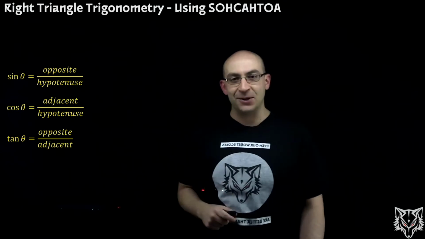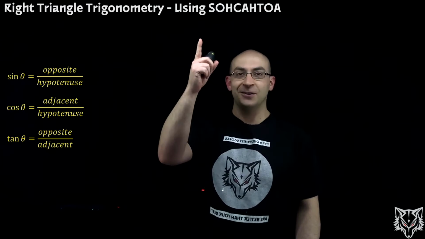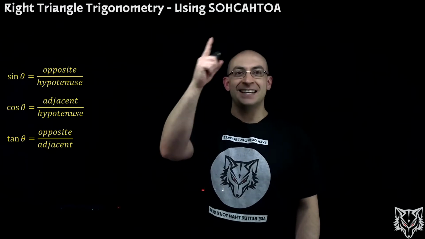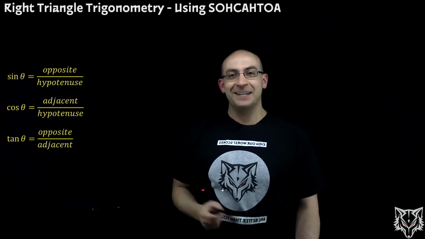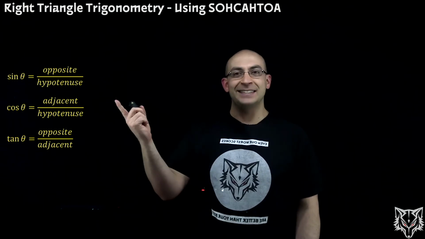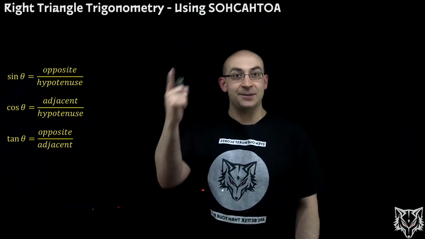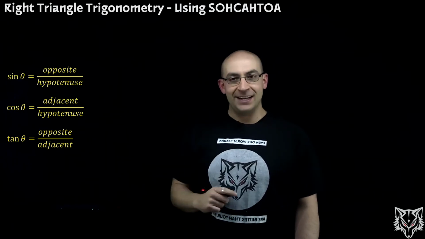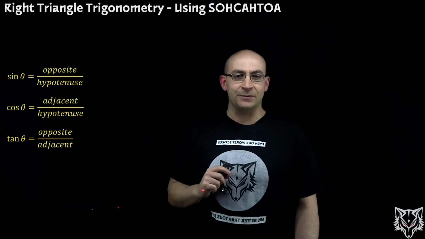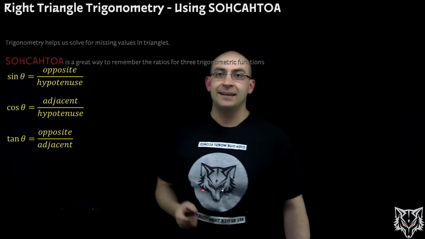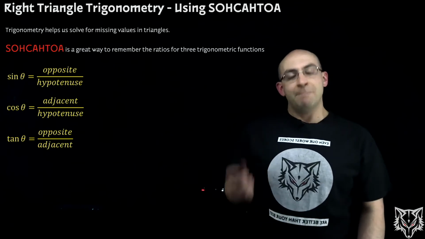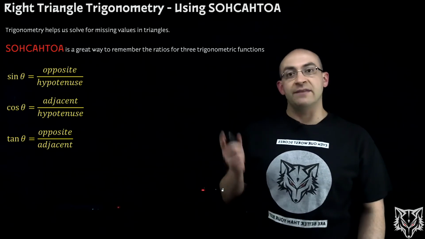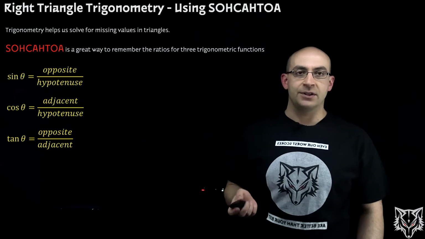If we take a look at SOHCAHTOA, the SOH is sine equals opposite over hypotenuse. Clever, right? Cosine is the same way, but it's adjacent over hypotenuse, A and H. And tangent is opposite over adjacent, O and then A. So SOHCAHTOA helps us remember what the ratios of these very important trig functions are.